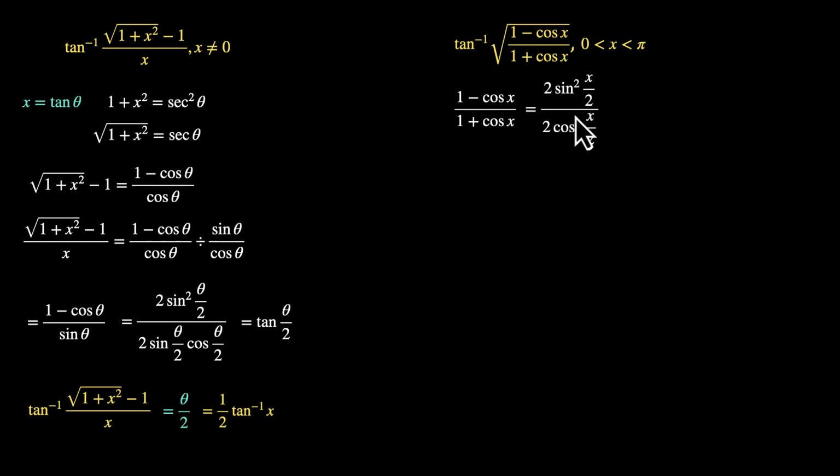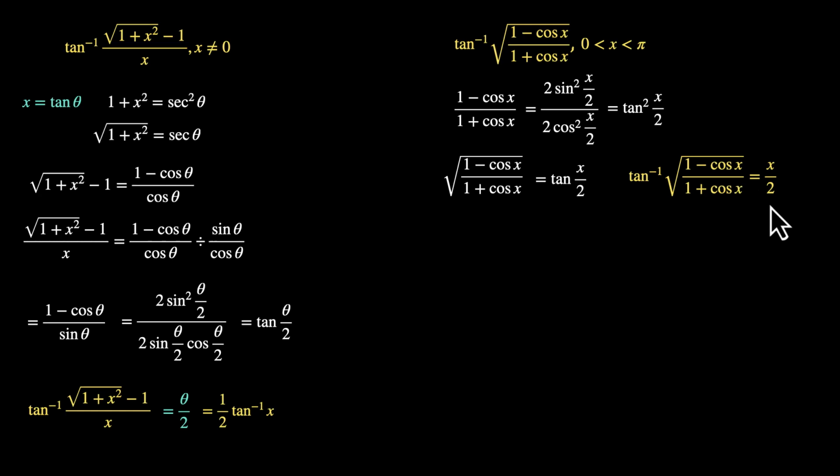This can be written as 2 sine square x by 2 by 2 cos square x by 2. 2 can cancel out. This becomes tan square x by 2. So the root cancels out and we get it, which works for us. Root of this is equal to tan of x by 2, which means tan inverse of this is equal to just x by 2. So all of this is equal to x by 2, provided x is within this constraint, 0 to pi. Let's solve one more.